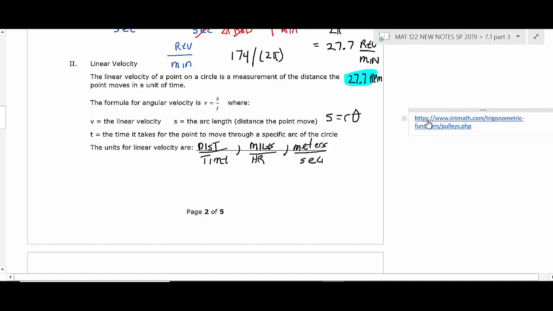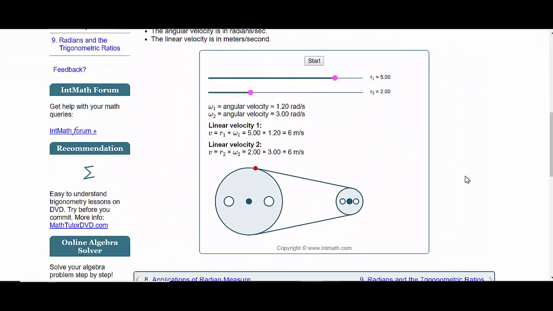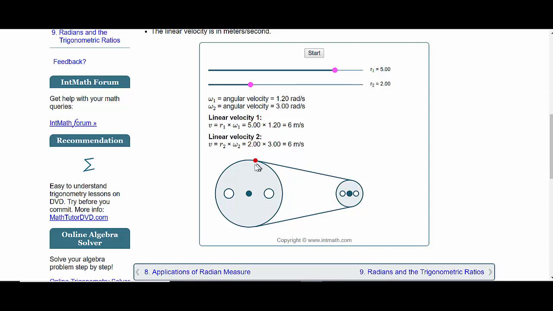I'm going to pull up this applet again, and I'm going to show you the difference between angular and linear velocity in this diagram. Now I'm going to start this. What the linear velocity is, is the distance this red dot travels in a unit of time. So you would just measure how far it's going every second or every minute. It's actually traveling a distance. That linear velocity has nothing to do with the rotation itself, although it is determined by the rotational velocity. It's simply a distance it's going over a unit of time.